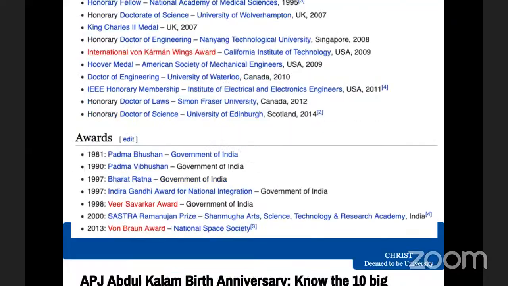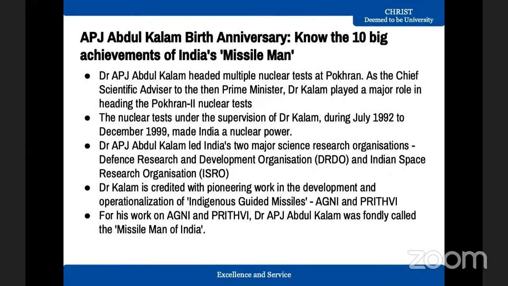And if I want to tell some big things, we cannot forget Pokhran. When Dr. APJ Abdul Kalam was heading the nuclear test at Pokhran, he was the chief scientist. That was a fantastic event. Even till now, all the top-notch research institutes, including NASA, talk about this Pokhran test. And he was a supervisor between 1992 and 1999.